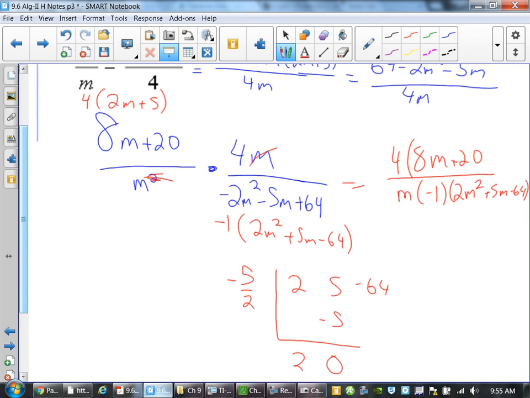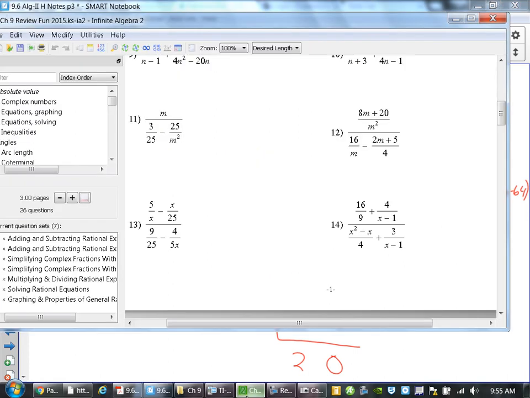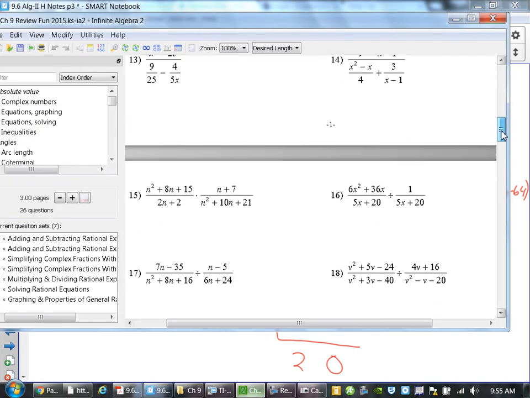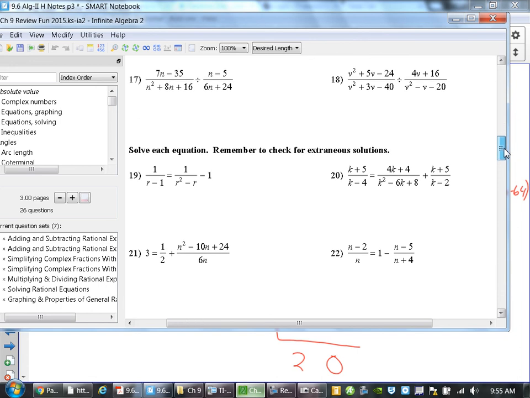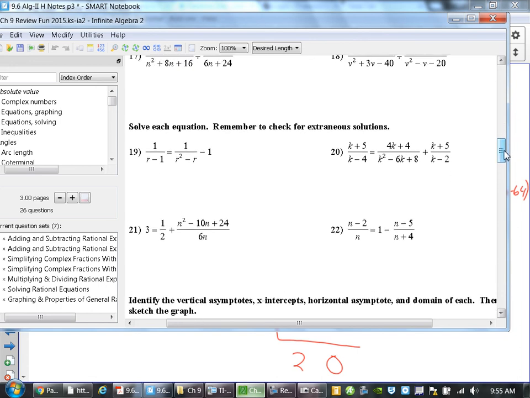Okay, let's try another one. What's the other style that you guys just think is a big giant pain in the butt? The whole thing. Every single one. Let's look at 20. 20 looks scary.